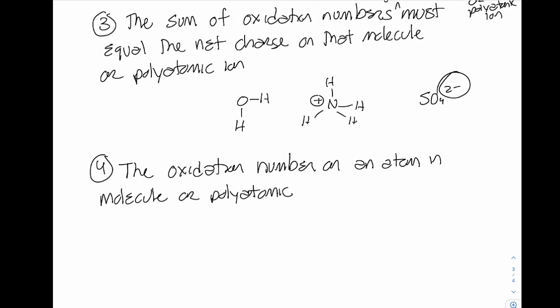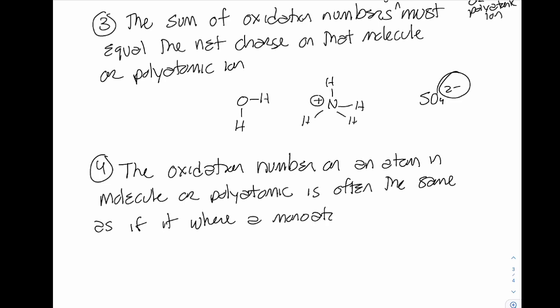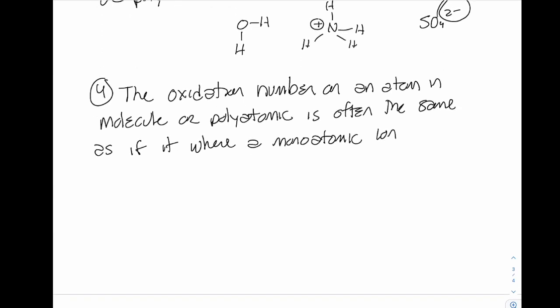But these bonds within the polyatomic ion itself are covalently bonded. So the oxidation number on an atom in a molecule or polyatomic ion is often, not always, and this is going to be important, the same as if it were a monoatomic ion. So if we go back up and look at water here, oxygen doesn't have a charge, but if it did, it would be -2. So the oxidation number is often -2. So I'm going to have some sub rules under number 4. Our first one's hydrogen.